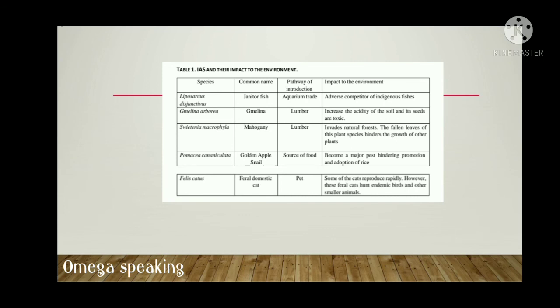Table 1 shows some of the IAS species that already established their population in their environment. Therefore, such species cannot easily be removed and may cause further damage to the ecosystem.